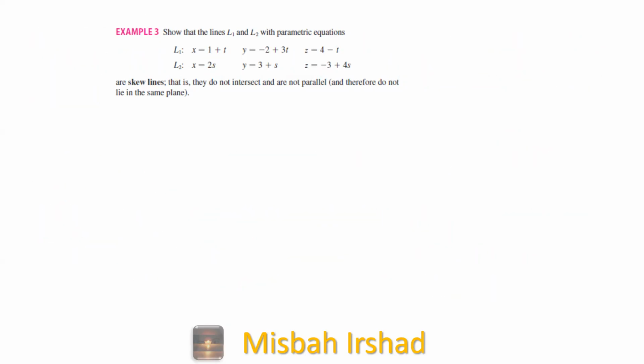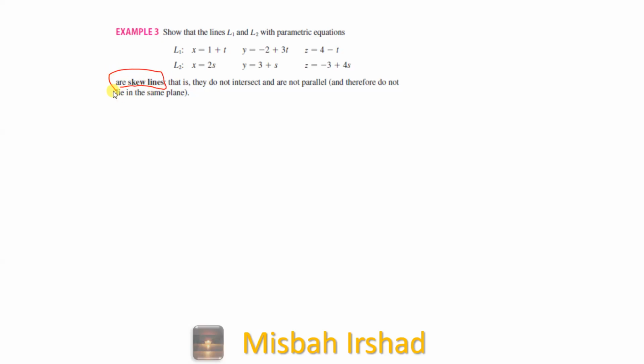In 3-space, sometimes lines are parallel, sometimes lines are not parallel, sometimes lines intersect, sometimes lines do not intersect. If two lines are parallel, then their direction vectors are parallel. Or if their direction vectors are parallel, the lines are also parallel. But sometimes there are lines that are not parallel and they do not intersect either. Such lines are called skew lines.